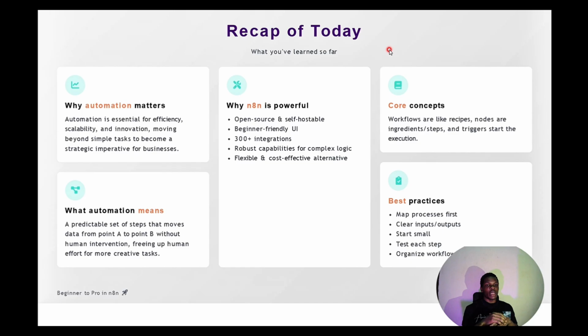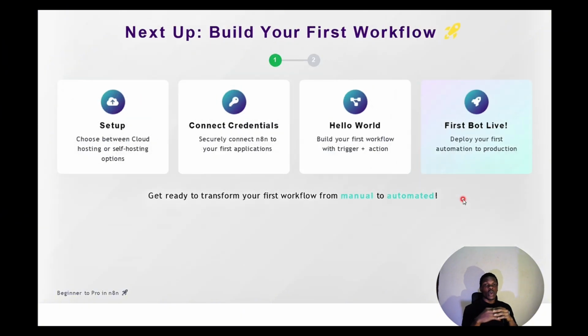So what have we learned so far? We learned why automation matters. We now know why n8n is powerful. We also understood concepts such as workflows, nodes, and triggers. We say that workflows are like recipes, nodes are the ingredients and steps, and triggers start the execution. So we now know what automation means, and we also learned about the best practices to follow while building your workflow.